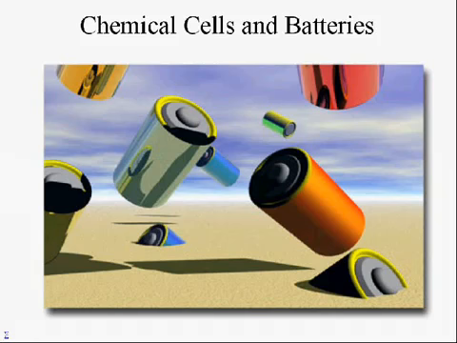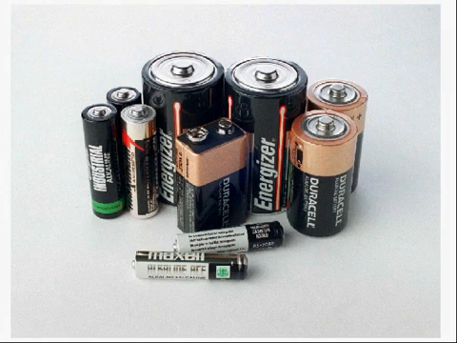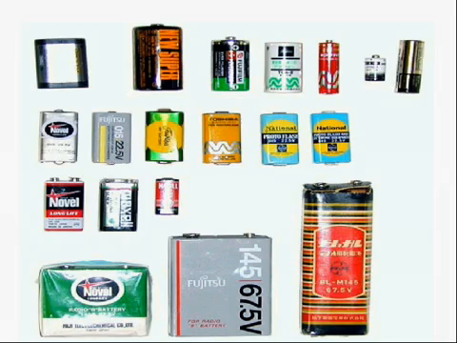Energy, but it's not something we've been able to use. Chemical cells and batteries produce direct current, DC. We have some types of batteries that are not rechargeable. Here you see some alkaline batteries, a very common type of battery that you use in electrical devices, flashlights, radios, and other toys and things like that.